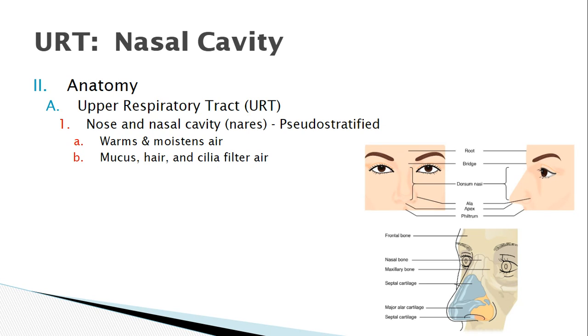And at the same time, all that mucus and the hairs inside your nose and the cilia on the surface of those pseudostratified cells are all working together to clean the air. So, like I said, it's conditioning. We're warming it, we're moistening it, and we're getting all the junk out, all the dust and bacteria and everything, so that by the time it gets to your lungs, it's nice and clean.